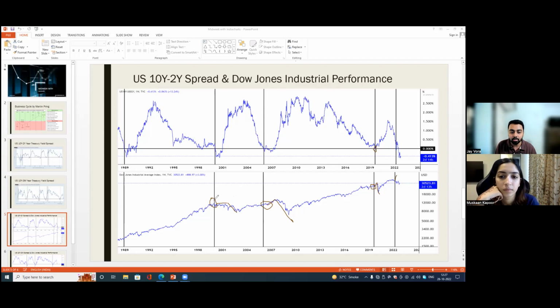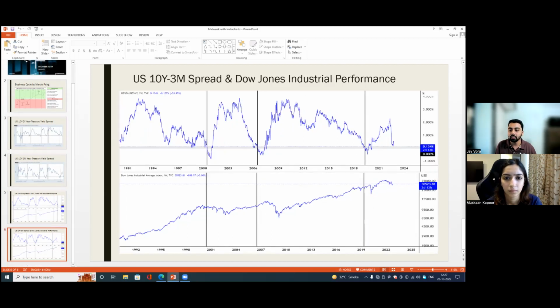Like you saw over here, it inverted, and then you saw a sideways trend for many months. But in this case, it is already falling. Now, I'll show you the interesting part. The 2 and the 10-year had inverted at the start of 2022. Correct? Now, if you see the 3-month and 10-year.